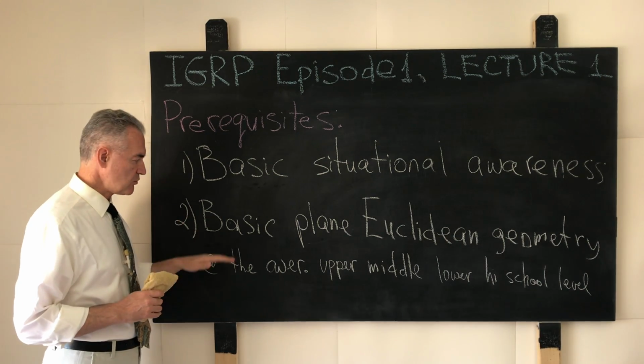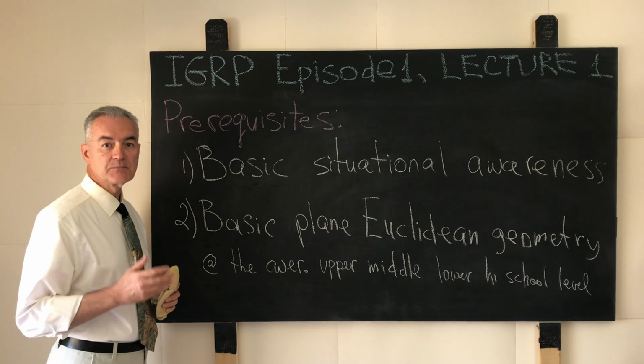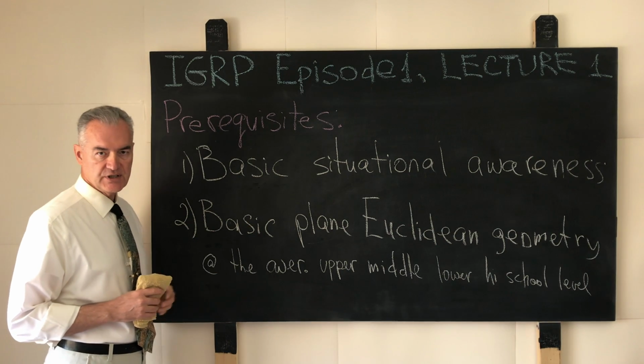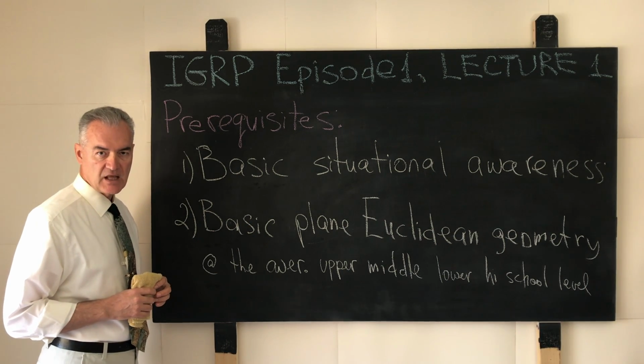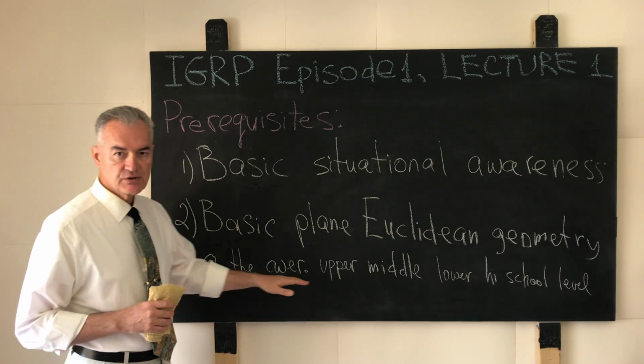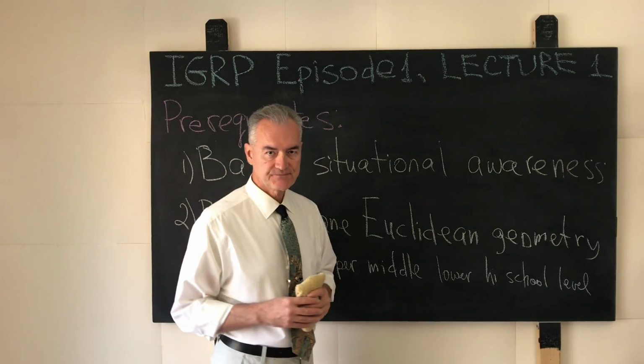And the second prerequisite for taking this course is the basic and quite modest knowledge of the basic plain Euclidean geometry at the level that is not higher than the average upper middle or lower high school by US standards.